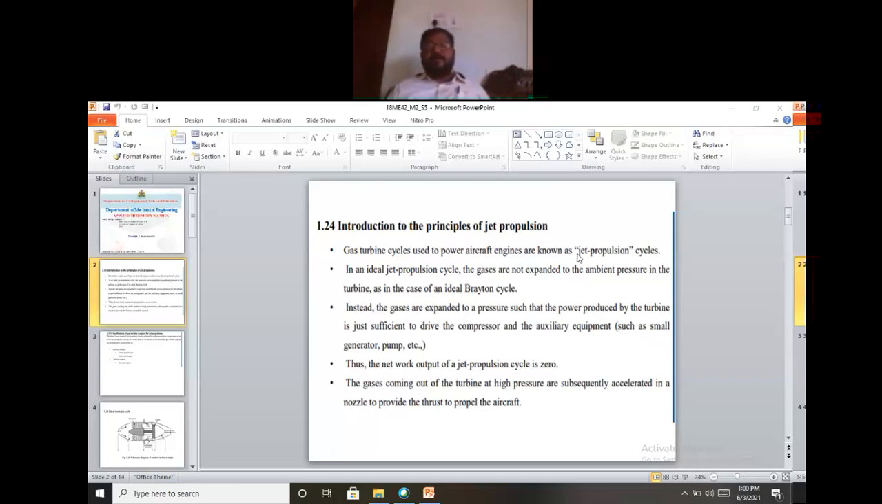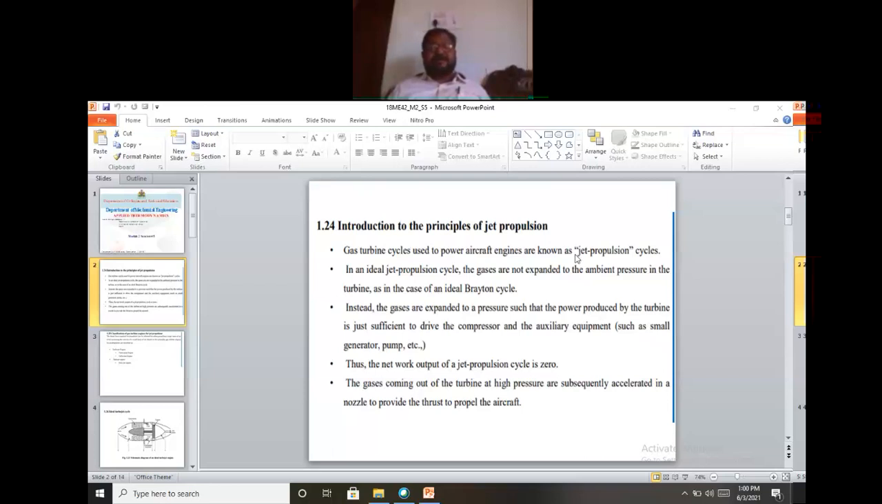Net work output in the jet propulsion cycle is always zero, meaning no extra work is taken out from the jet. Only the amount of work required for its own usage is developed in the jet propulsion cycle.